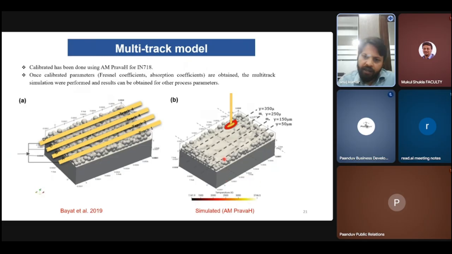So in the multi-track case, compared to the single track, the only additional parameter is going to be hatch spacing. Those who know, hatch spacing is nothing but the space between two adjacent tracks. That means the first track, the second track, the third track, the fourth track. So laser power is already there, scan speed is already there, layer thickness is already there. The additional parameter here is hatch spacing, which is going to play a very important role in producing the thermal history, the microstructure, and the final property of the part.